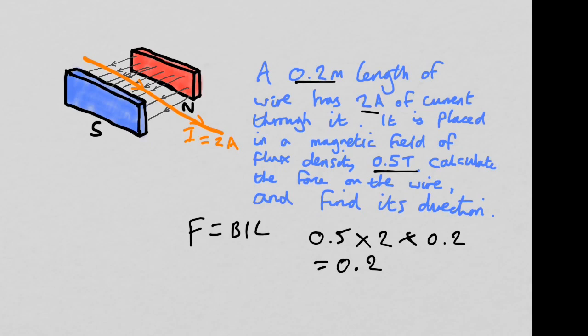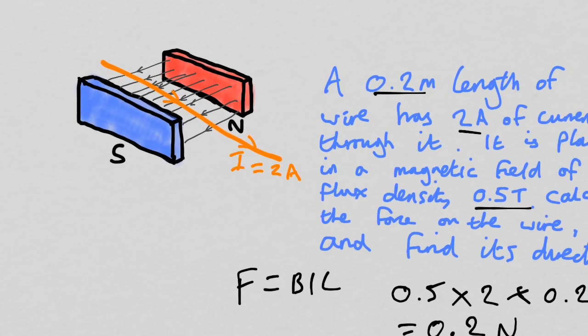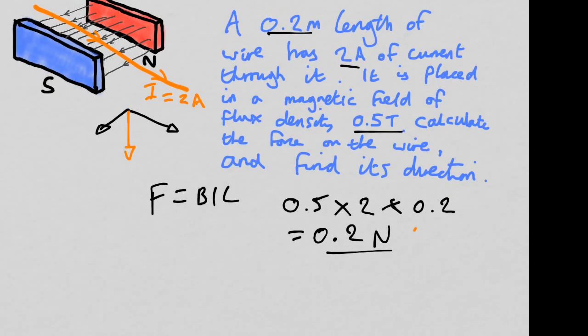Now using the left-hand rule, you're going to point your first finger in the direction of the field, so your first finger will be pointing in this direction. Then you're going to point your middle finger in the direction of the current, so your middle finger is pointing this way. And you should find that your thumb is pointing directly downwards. So you'll have a force of 0.2 newtons acting downwards.